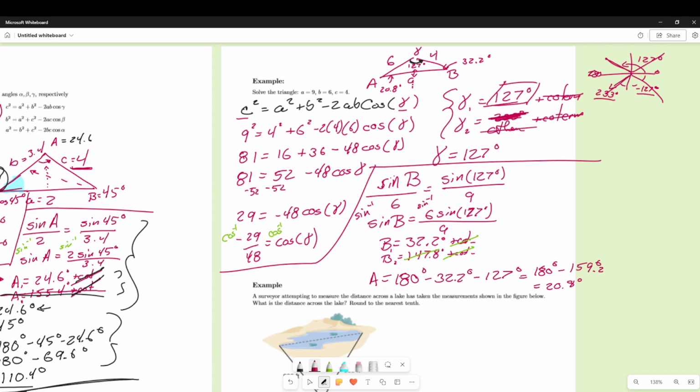And it's a nice thing to do at the end of a problem to check. Largest angle, largest side. Smallest angle, smallest side. Medium angle, medium side. That always has to be true. It's one of the things law of sines teaches us, that ratio always has to be the same. So smallest makes smallest, medium makes medium, largest makes largest.